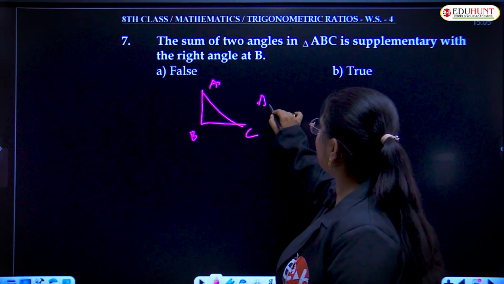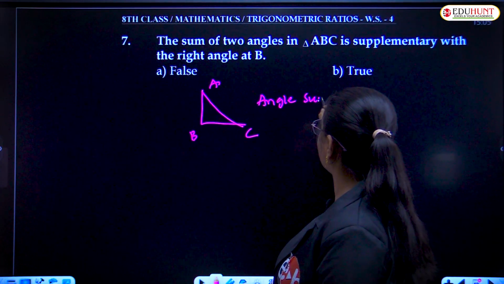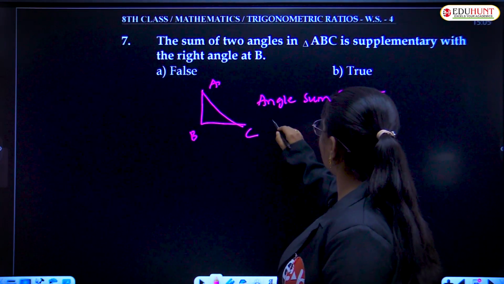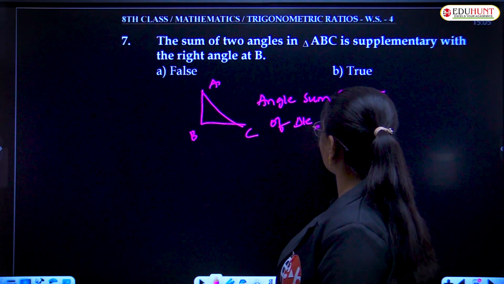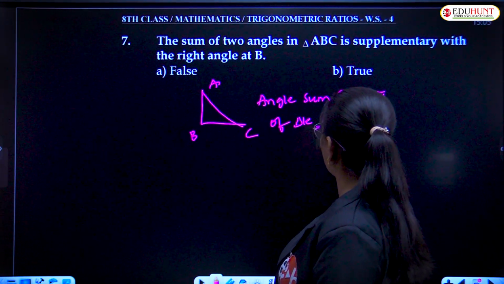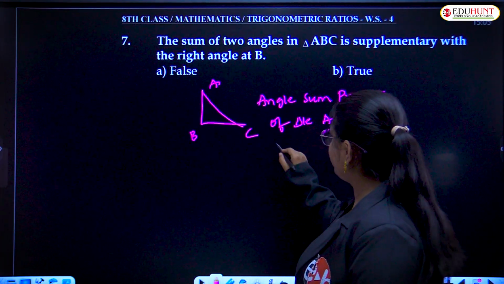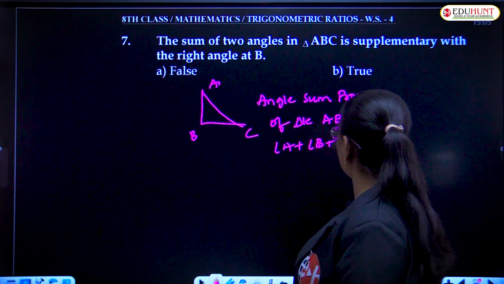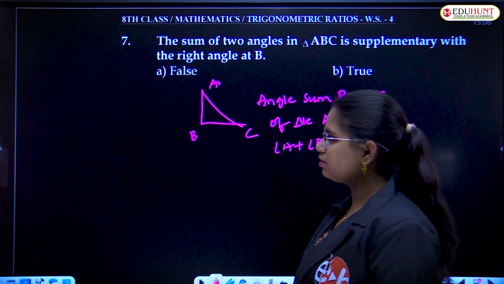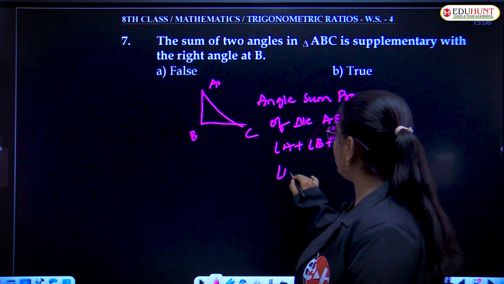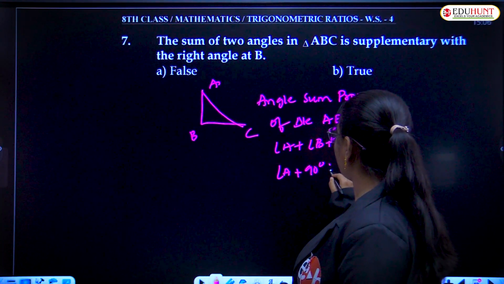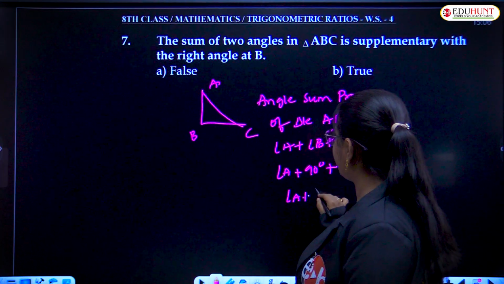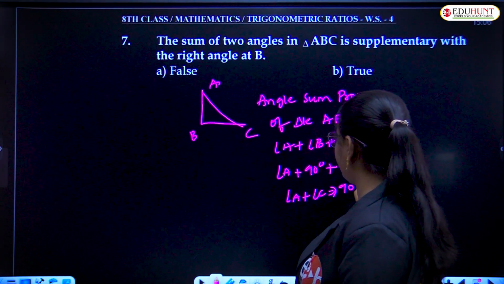And as per the angle sum property of triangle ABC, what is the angle sum property of a triangle? Angle A plus angle B plus angle C is equal to 180 degrees, correct? Yeah, so we have angle B as 90 degrees. If you transpose this to that side, angle A plus angle C is equal to 90 degrees.